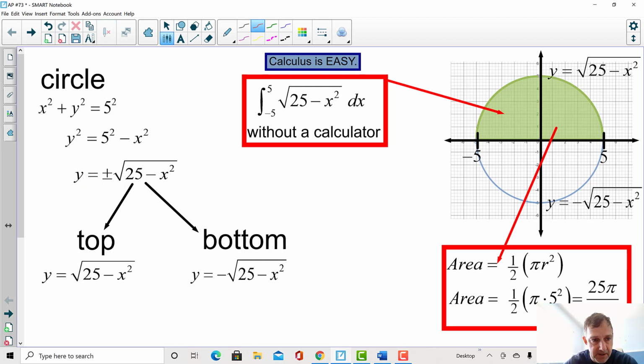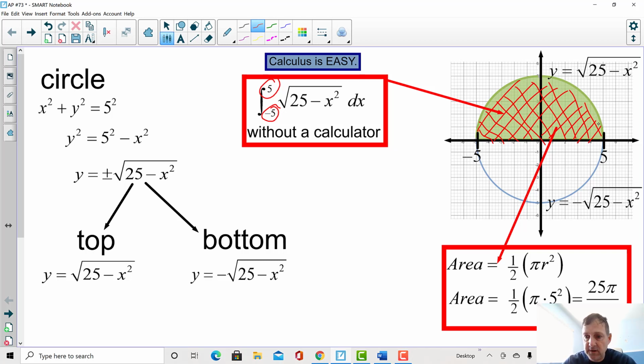So I've skipped a few steps here. But basically, if you solve for y, you get plus or minus, and then the square root of 25 minus x squared. The plus would be the top half of the circle, and the minus would be the bottom half of the circle. So basically what we have here is a circle. And because we're doing the integral from -5 to 5, we basically just want the area of the top half of the circle. And we don't need calculus for that.